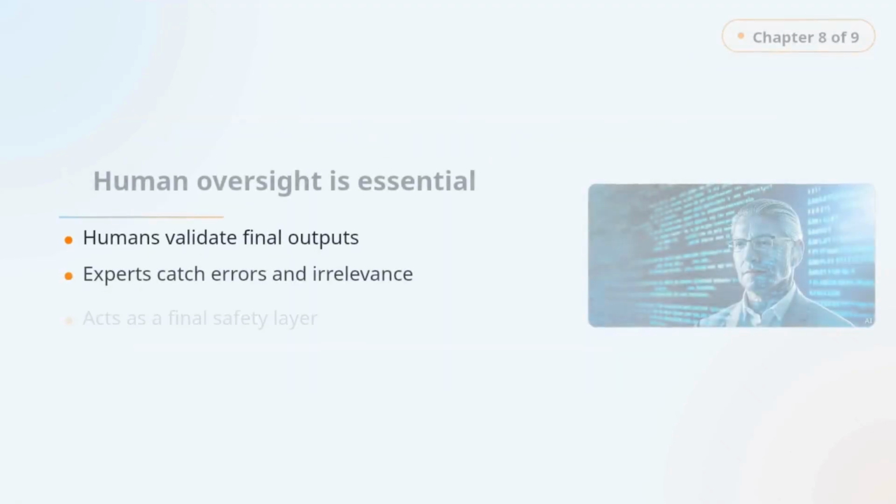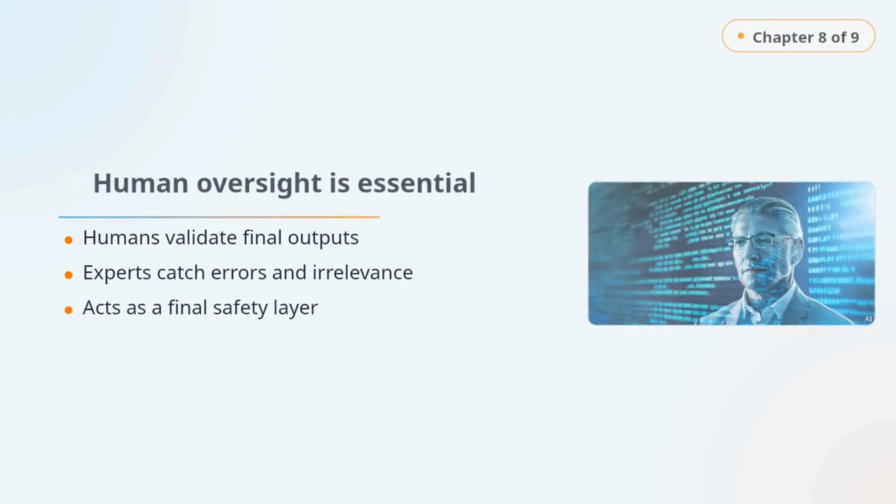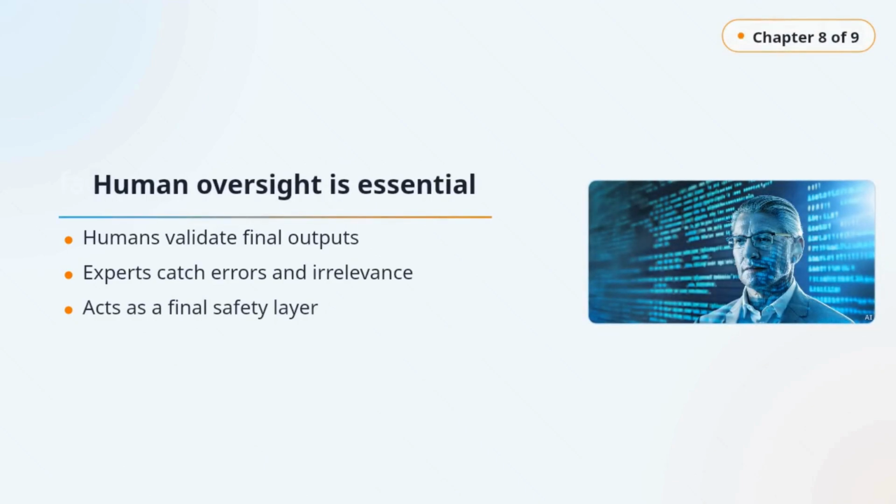Even with better data and better guardrails, human oversight remains crucial. A human reviewer can validate whether the answer is accurate, relevant, and appropriate for the task. This is especially important in high-stakes use cases. Subject matter experts can notice subtle errors that a general system may miss. So in practice, human review acts as the final backstop against hallucinated content.